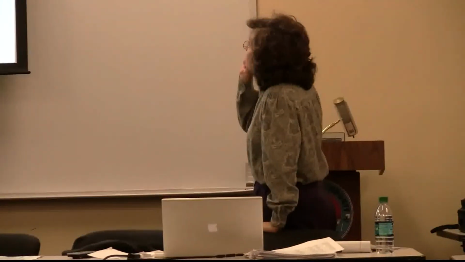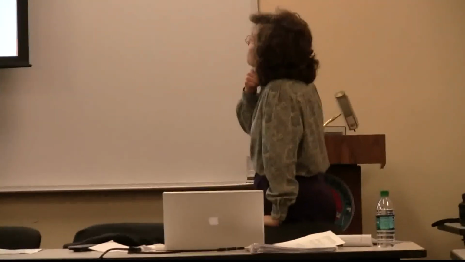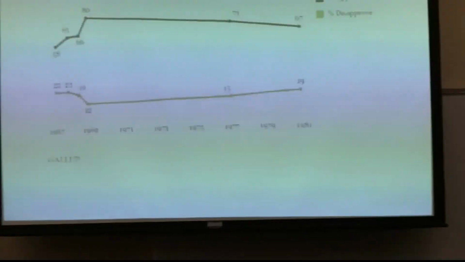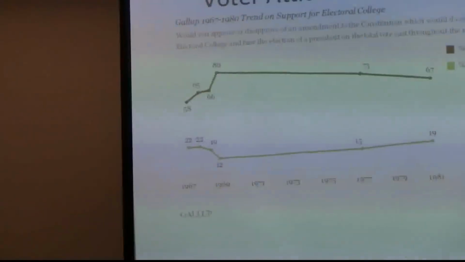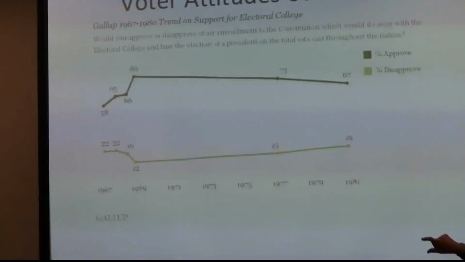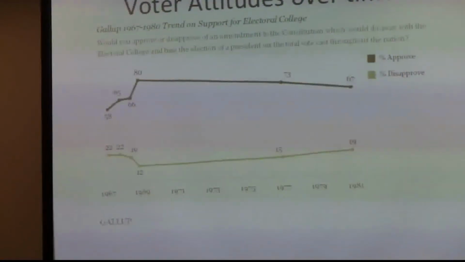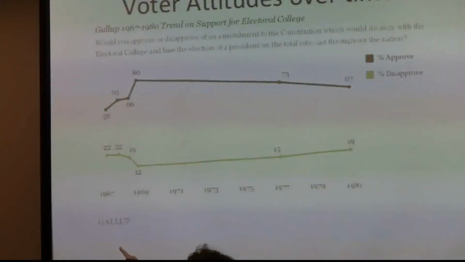So here's the trend in support. Would you approve or disapprove an amendment to the Constitution which would do away with the Electoral College and base the election of a president on a total vote cast throughout the nation? I'm just putting this in there so you can see the historical trend and how it's the same.